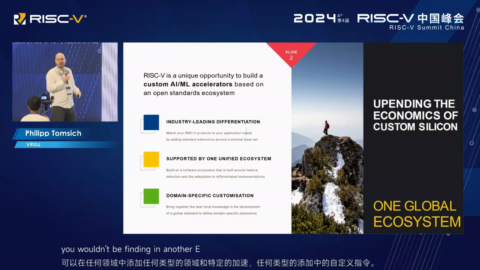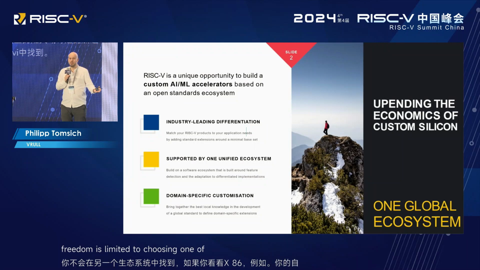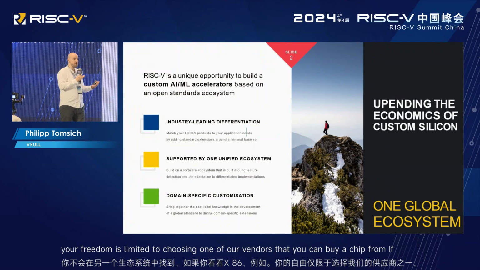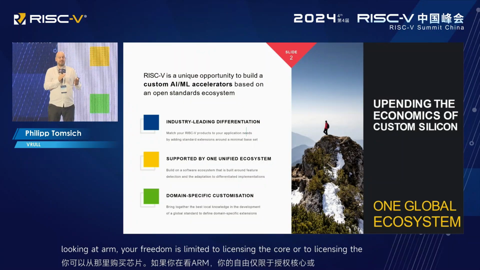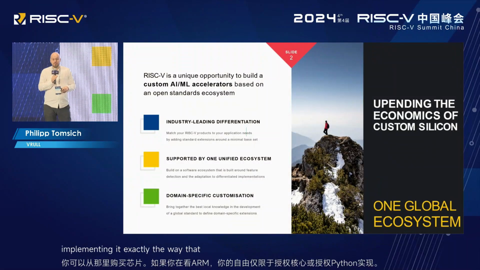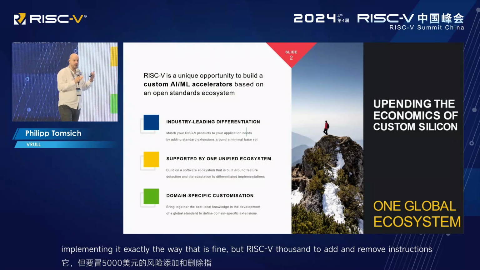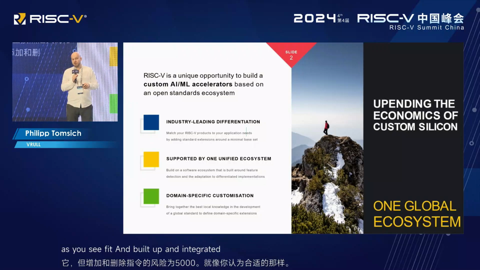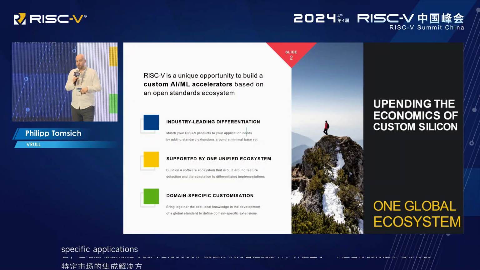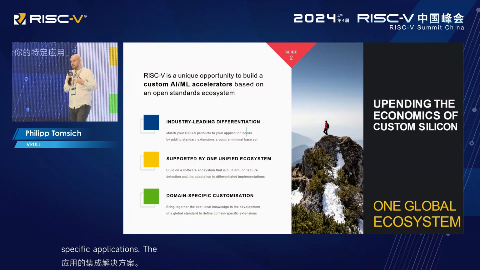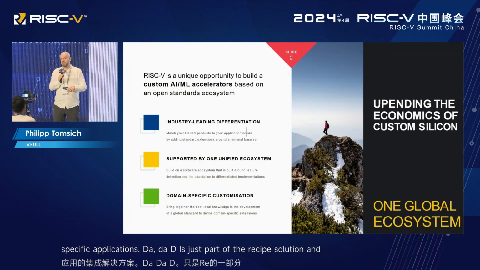If you look at x86, for example, your freedom is limited to choosing one of two vendors that you can buy a chip from. If you're looking at ARM, your freedom is limited to licensing a core or licensing the ISA and implementing it exactly the way that it is defined. But RISC-V allows you to add and remove instructions just as you see fit and build up an integrated solution that fits your specific market and your specific applications. So that is just part of the RISC-V solution and part of the unique selling points that RISC-V is offering.